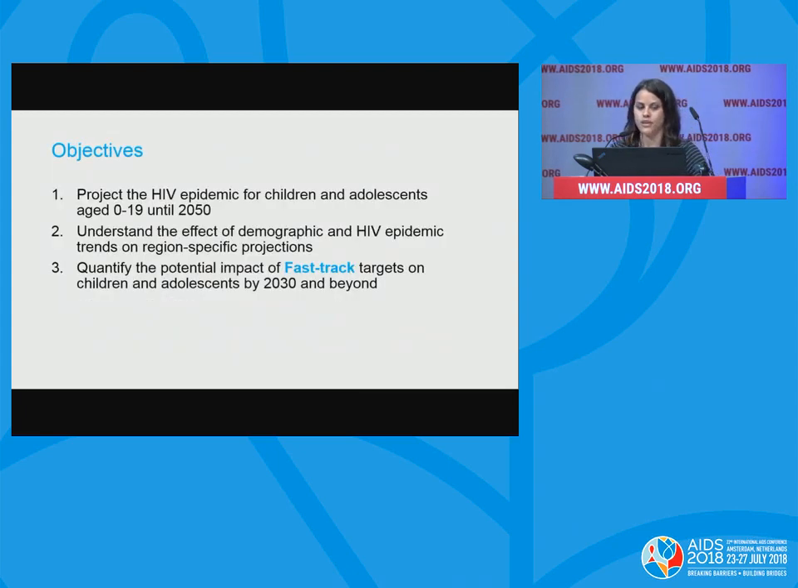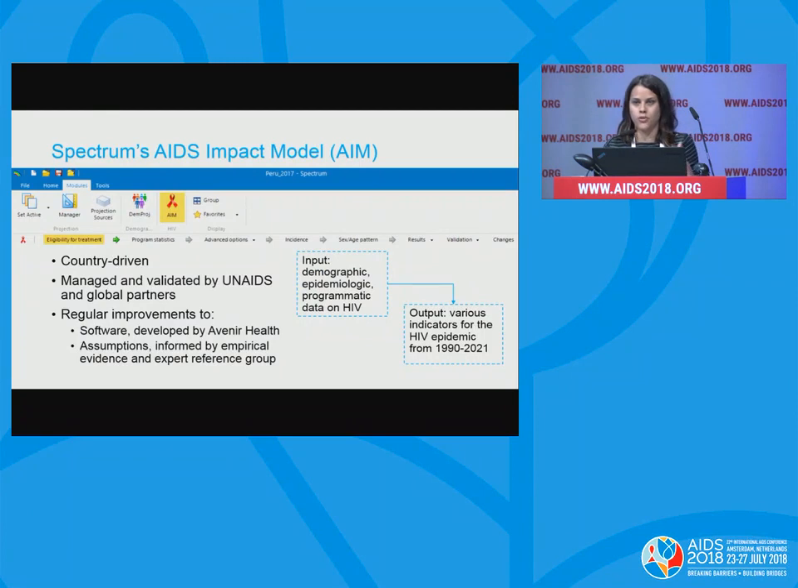So our overall purpose is really to provoke conversation around planning for future generations affected by HIV, but specifically we aim to project the epidemic for this age group until 2050 and to understand the effect of demographic and epidemic trends on region-specific projections. And also, finally, to quantify the potential impact of meeting fast-track targets on children and adolescents by 2030, but also beyond 2030.